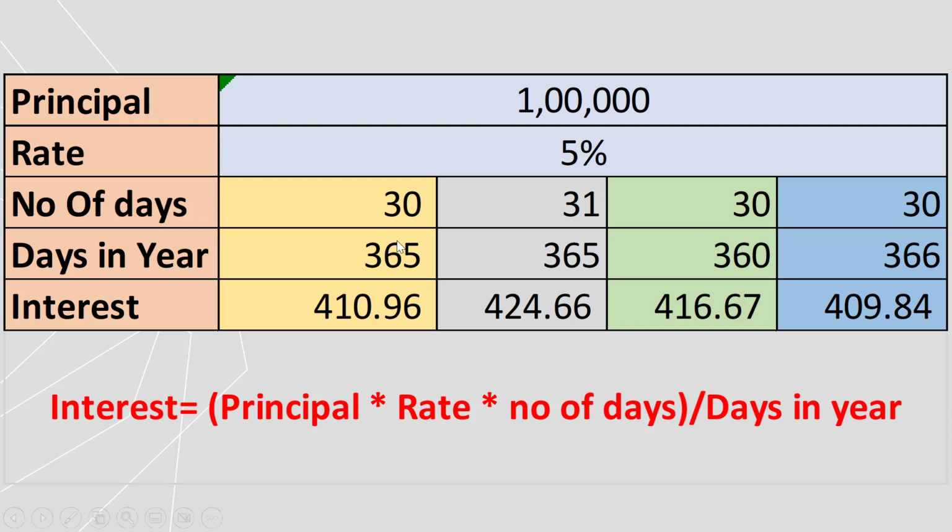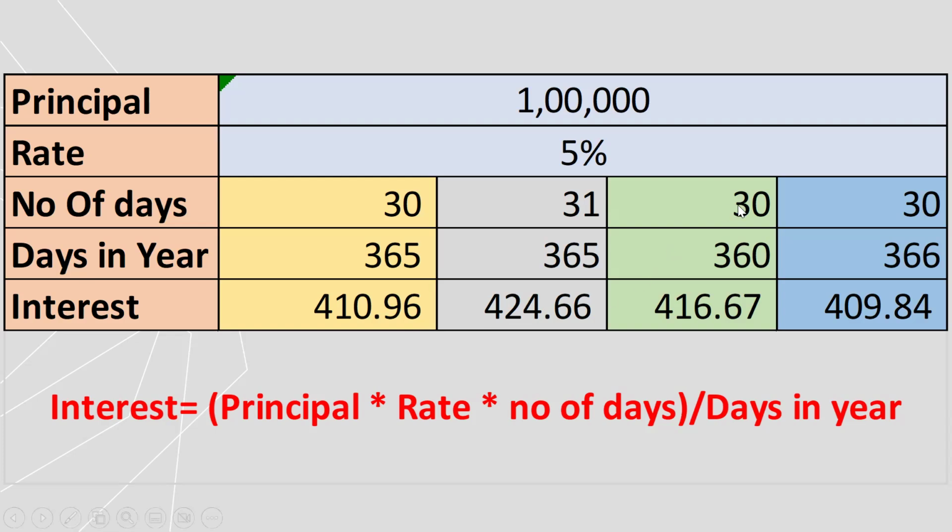You see our first calculation: the number of days is 30, and days in the year is 365. According to this formula, the interest will come to 410.96. If 31 days are there for the same 365-day calculation, it will come to 424.66. So this 13.7 is the one-day interest.